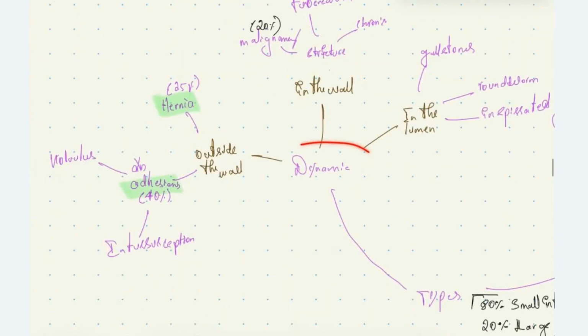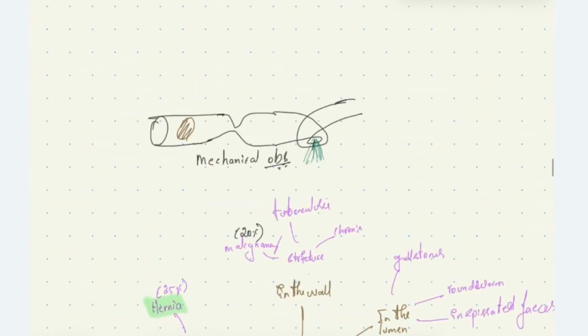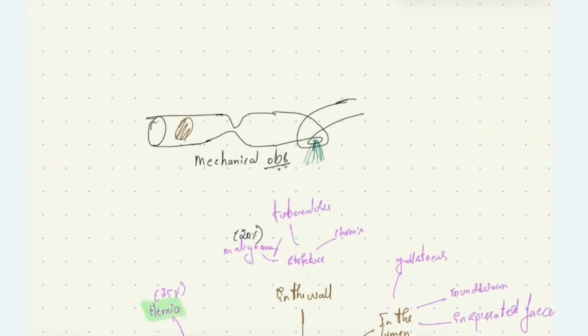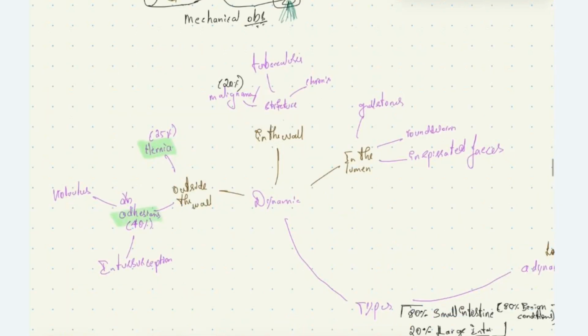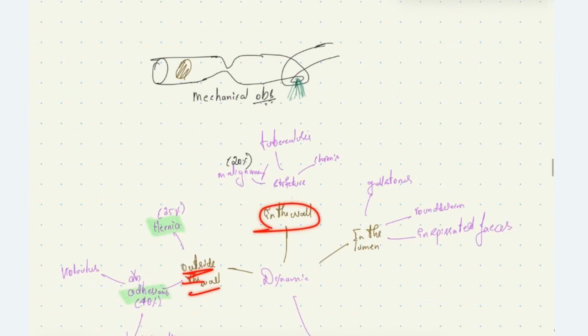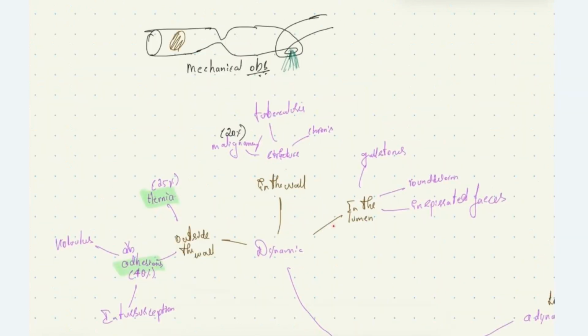Dynamic obstruction is obstruction to the movement of the intestinal contents by intraluminal blockade, or due to the formation of strictures in the wall, or due to adhesions which cause the obstruction. So we have three types of dynamic obstruction: causes outside the wall, causes in the wall, that is formation of stricture, and causes in the lumen.